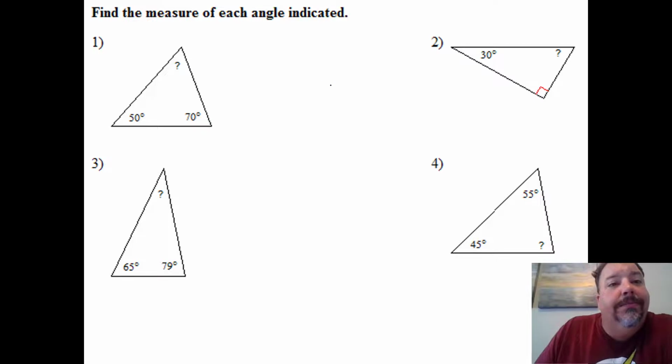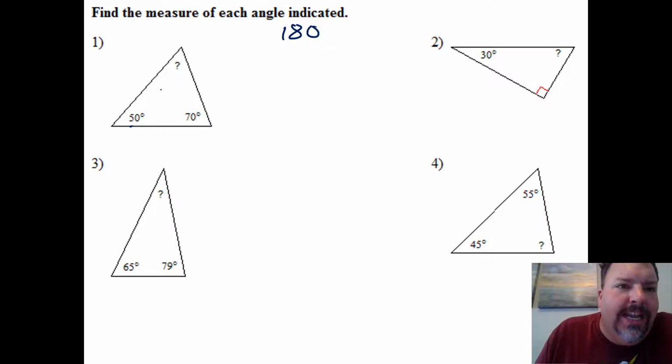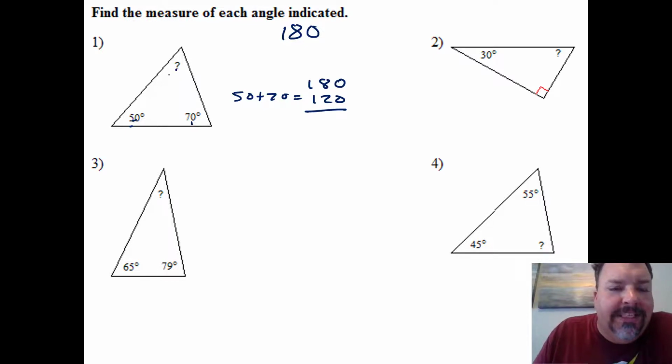Find the missing angle. So remember, all the angles of a triangle add up to 180 degrees. So find the missing angle. 50 and 70. What does this have to be? Well, 50 plus 70 is 120. Subtracted from 180, the missing angle has to be 60.